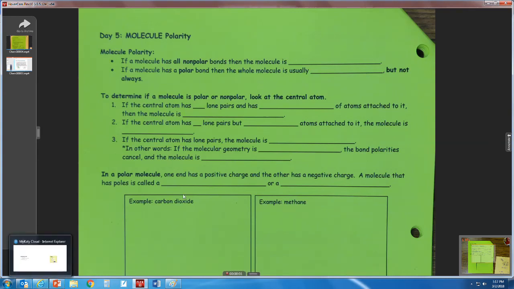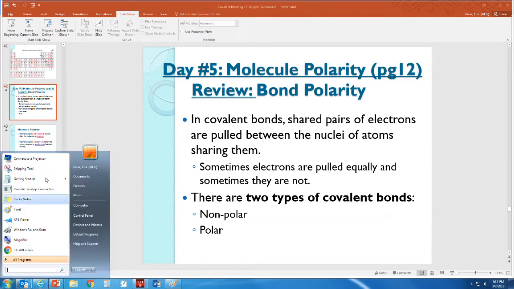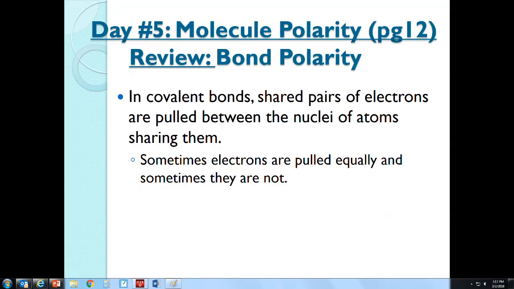Okay, so hey guys, we're going to go ahead and go over day 5 notes today, molecule polarity. But before we do that, let's go ahead and just review a little bit about bond polarity, what we learned yesterday. Okay, so with bond polarity, in covalent bonds, shared pairs of electrons are pulled between the nuclei of atoms that are sharing them. Okay, sometimes electrons are pulled equally and sometimes they are not.